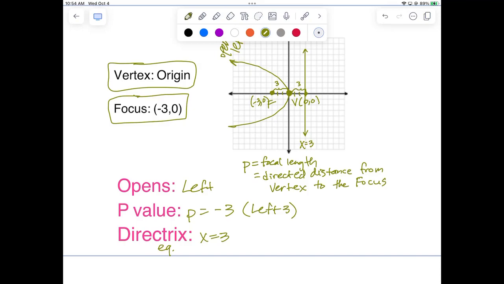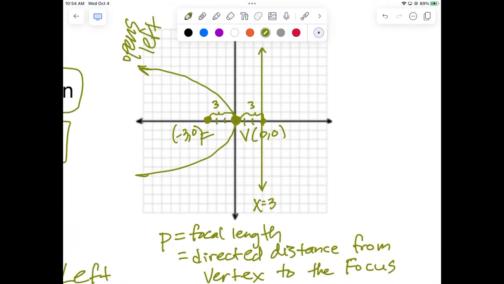Okay, so why is the directrix important? The directrix is important simply because it's part of the definition. When you draw a line from the focus to the parabola, that's going to be the same length as from that point to the directrix. Okay, D1, these are both equal to D1. They both equal each other.